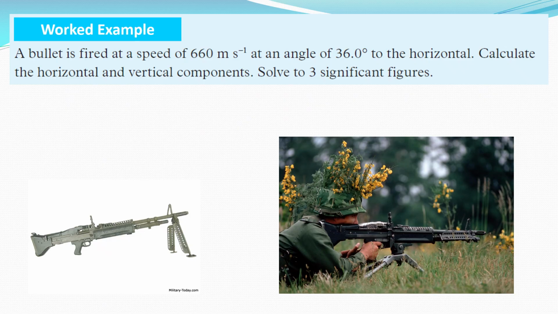Right, let's look at an example. Here's an example of a machine gun. Bullets fired at, in this case, 660 meters a second at 36 degrees to the horizontal. Calculate the horizontal and vertical components.